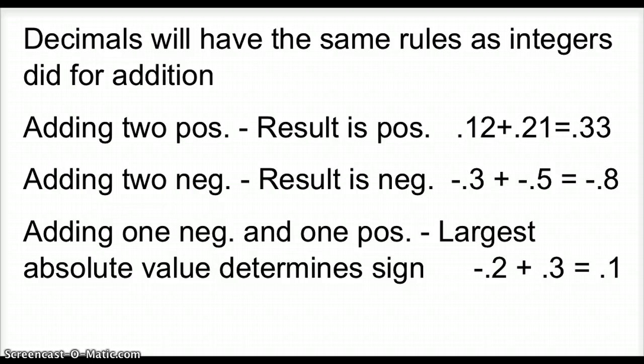So looking at this third problem, we have negative 0.2 plus 0.3 equals 0.1. The reason it's a positive number is because the absolute value of 0.3 is greater than the absolute value of negative 0.2. And then we just combine those two numbers together. We know our result will be positive. And if you just take negative 0.2 plus 0.3, that will be 0.1.